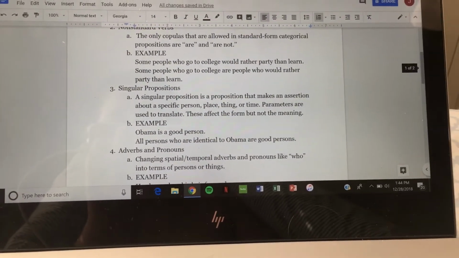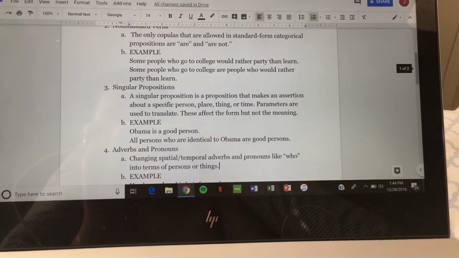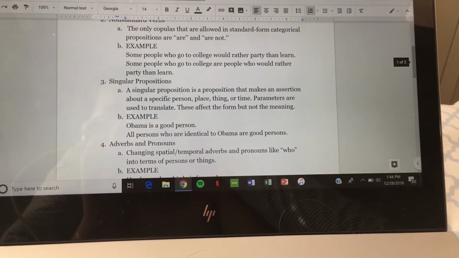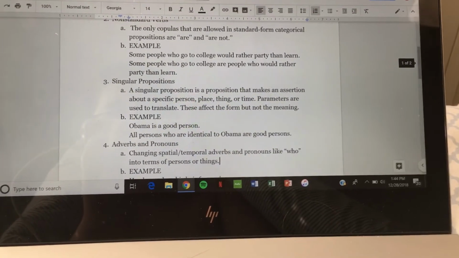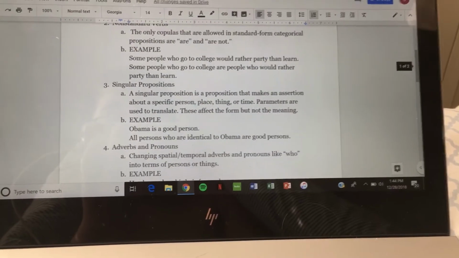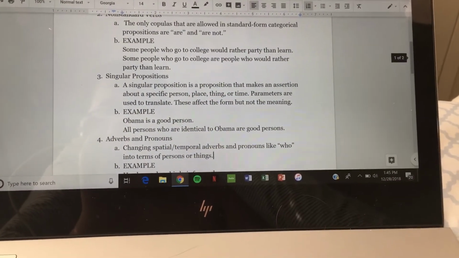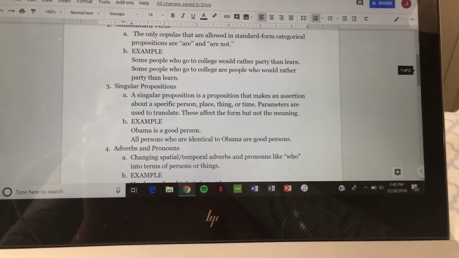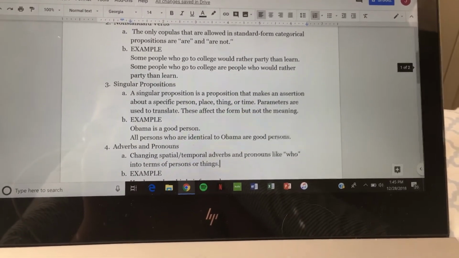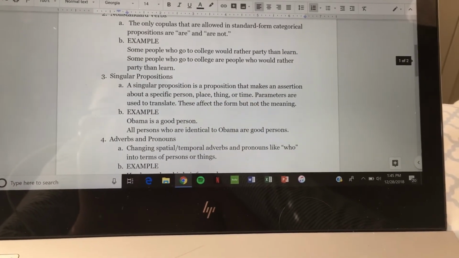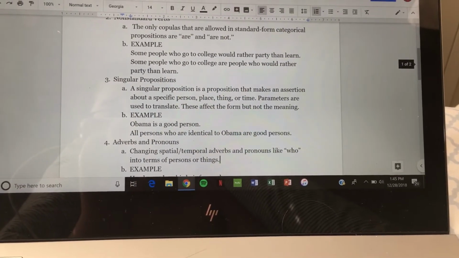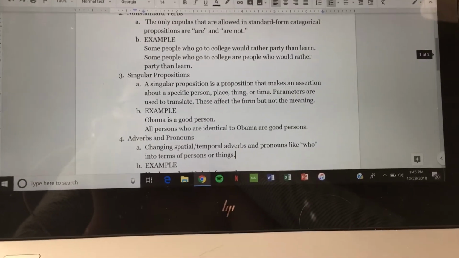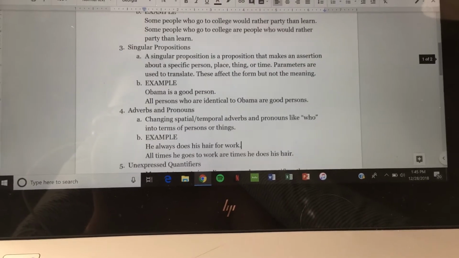In singular proposition here, we have that a singular proposition is a proposition that makes an assertion about a specific person, place, or thing, or time. Parameters are used to translate, and these affect the form but not the meaning. So if we have that Obama is a good person, then we're assuming that all people who are like Obama are also good people. So in order to translate, it affects the form but not the meaning. So all persons who are identical to Obama are good persons because Obama is our baseline for a good person.